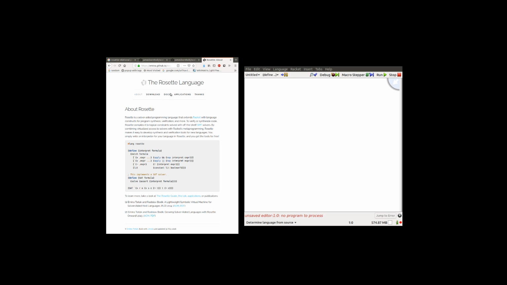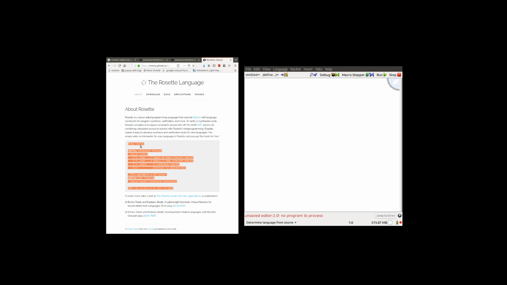Rosette is a solver-aided language. I really like it because it utilizes the underlying Racket language in a really beautiful way. You can think of Rosette as a compiler of Racket to an assembly of constraints. Let's look at this example.